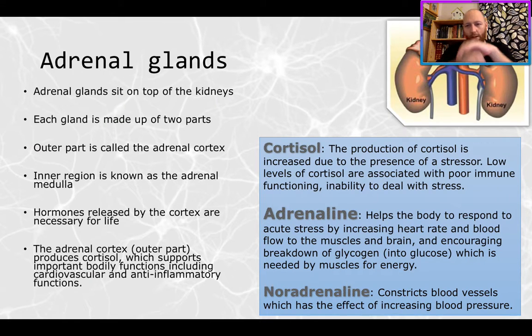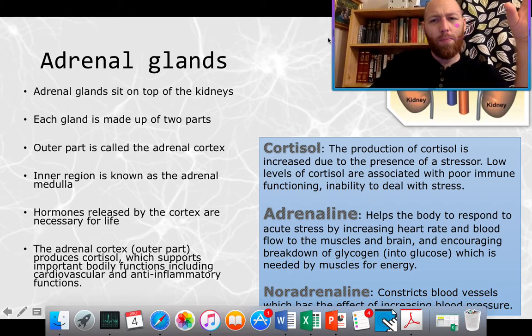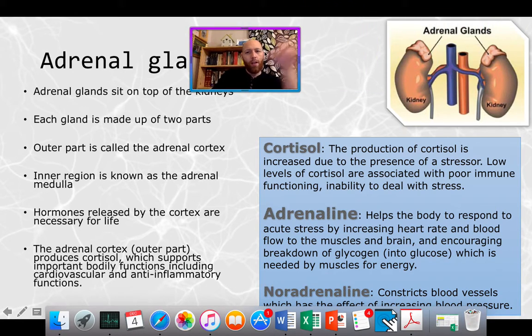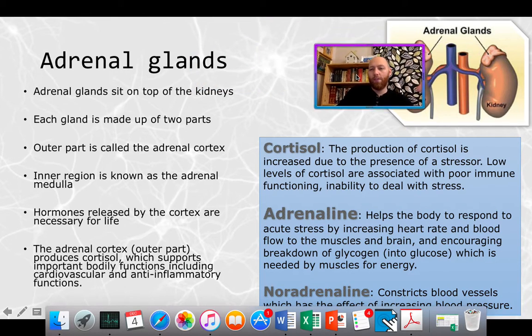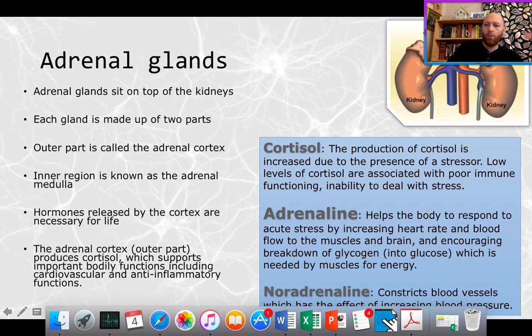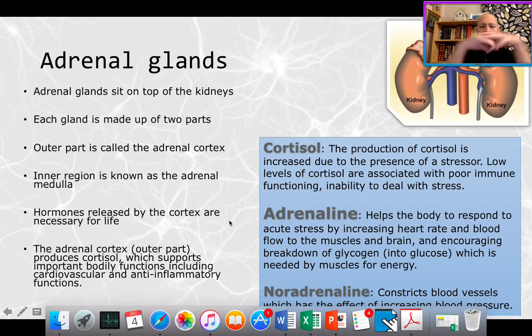The adrenal glands then. The adrenal glands sit on top of the kidneys, just here. And they have two parts. They have the adrenal cortex and the adrenal medulla. The cortex is the outer part and the medulla is an inside region. Hormones released by the cortex are vital for life, and the adrenal cortex produces cortisol.